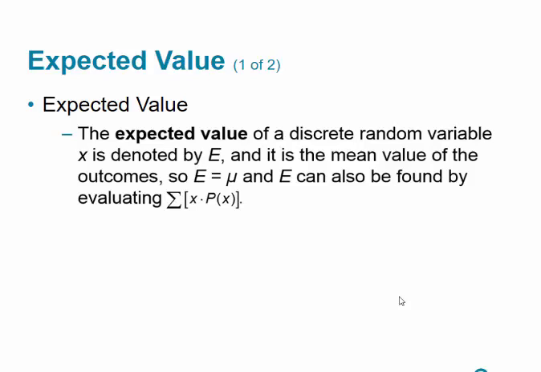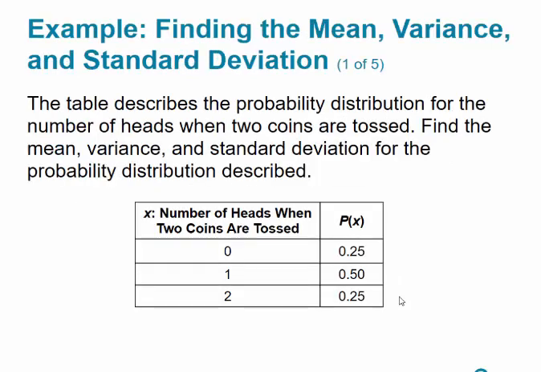Now, expected value. The expected value of a discrete random variable x is denoted by E and is its mean value of the outcome. So E is equal to mu, and E can also be found by evaluating the summation of x times p of x. So here we're going to go ahead and find the mean, the variance, and the standard deviation.